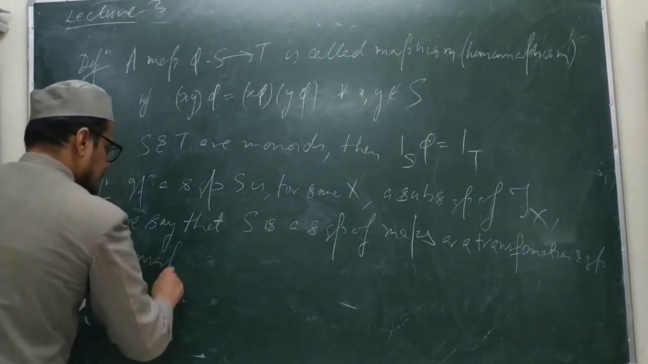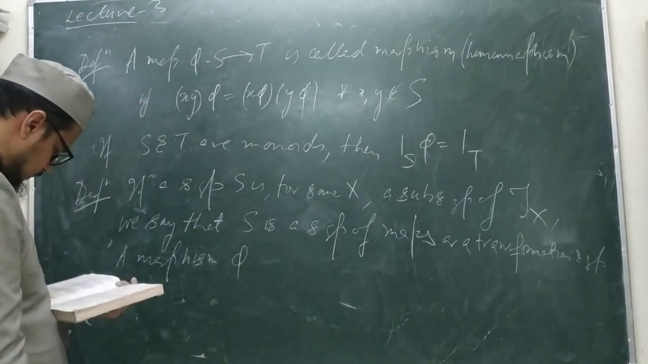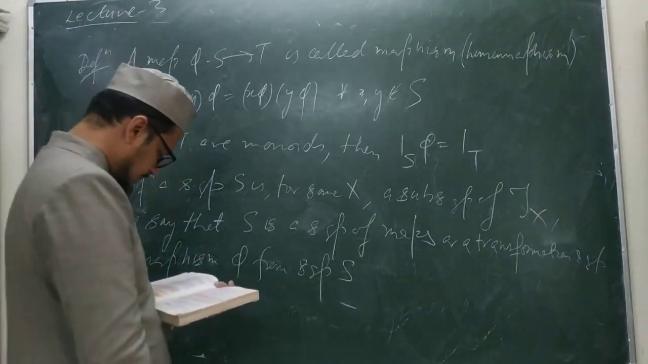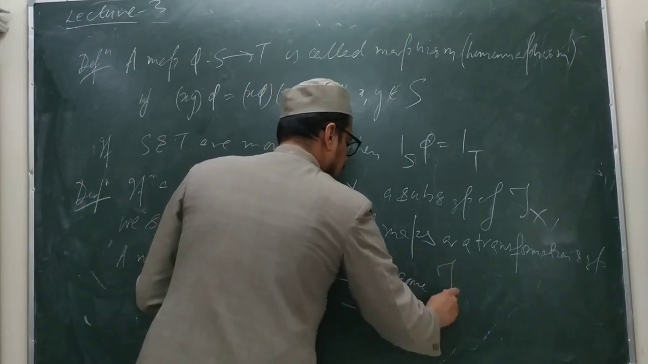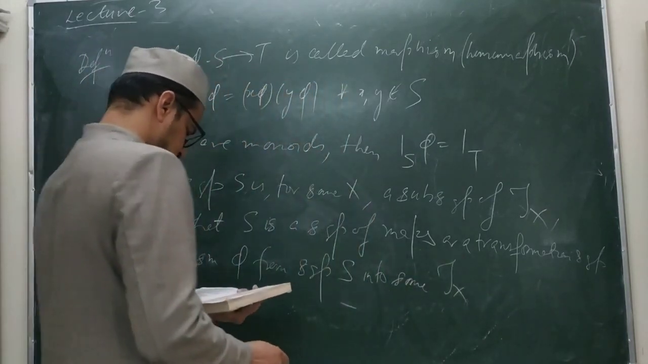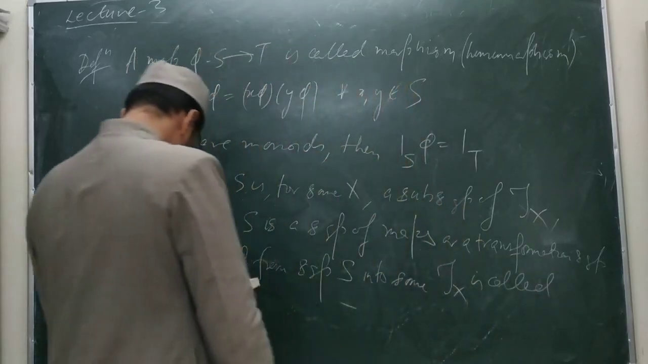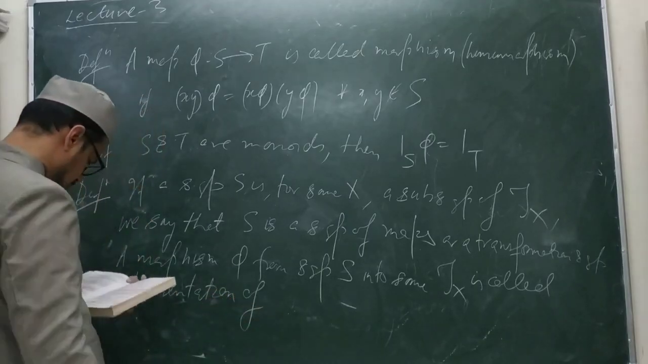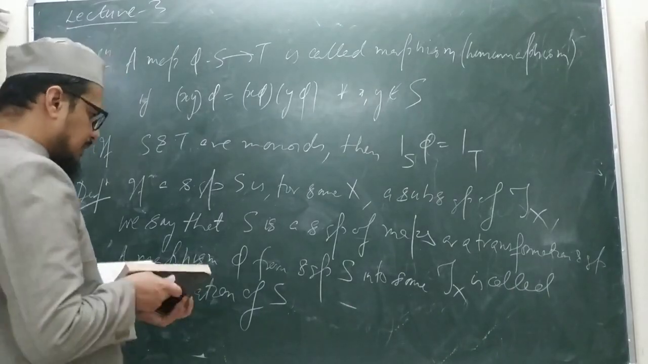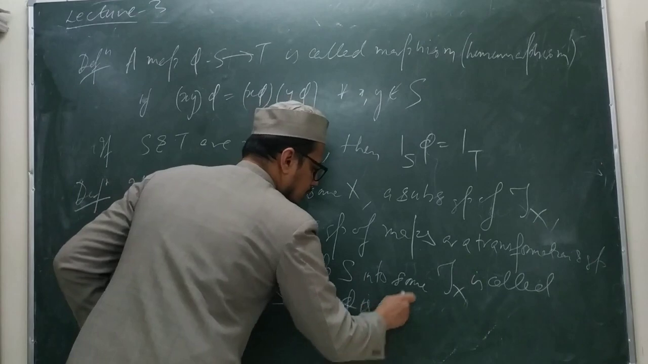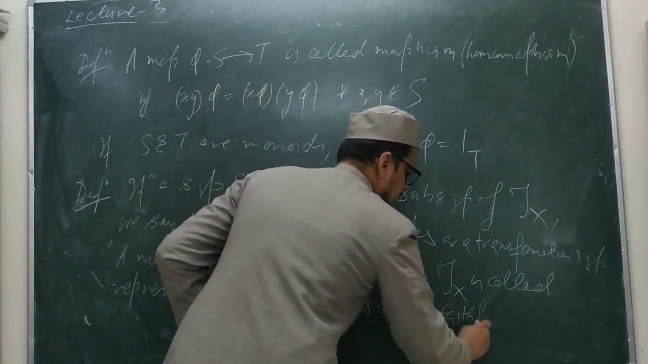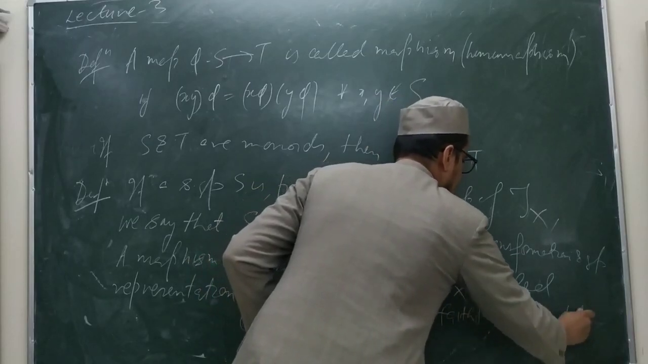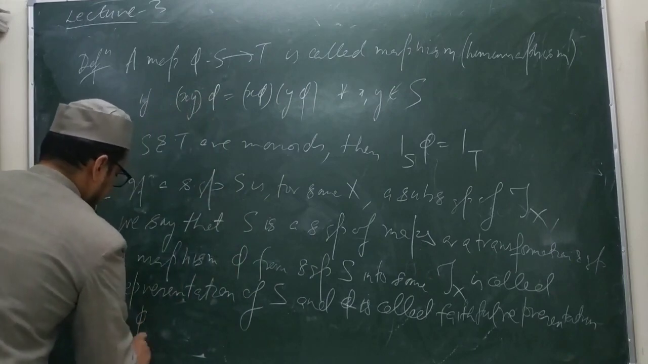A morphism φ from semigroup S into some τX is called a representation of S, and φ is called a faithful representation if it is a representation and φ is 1-1.